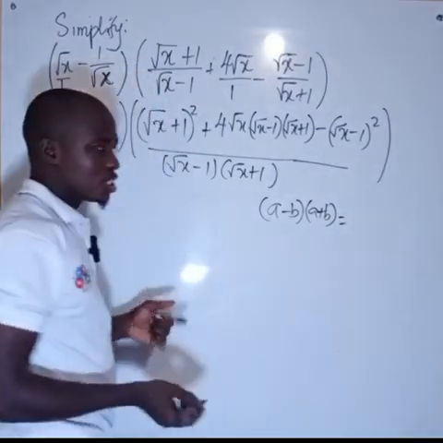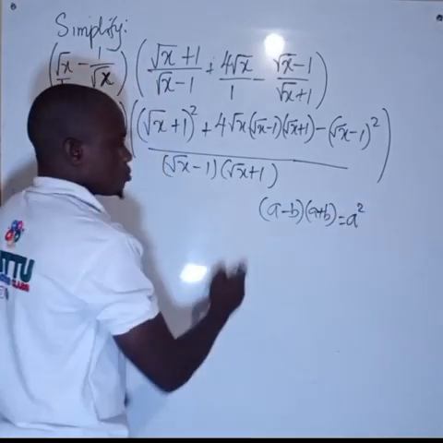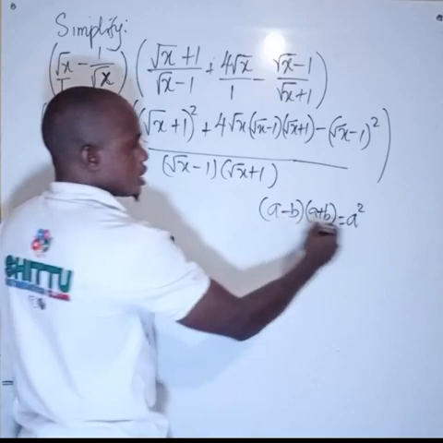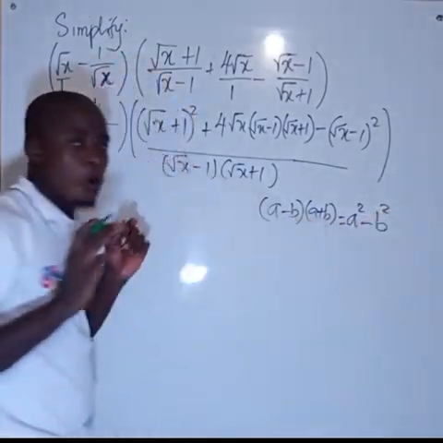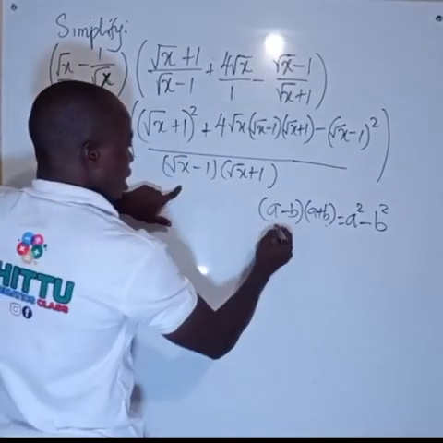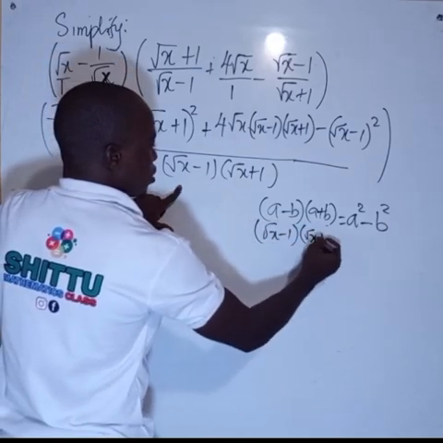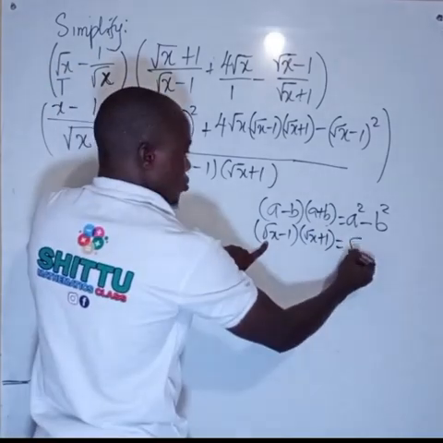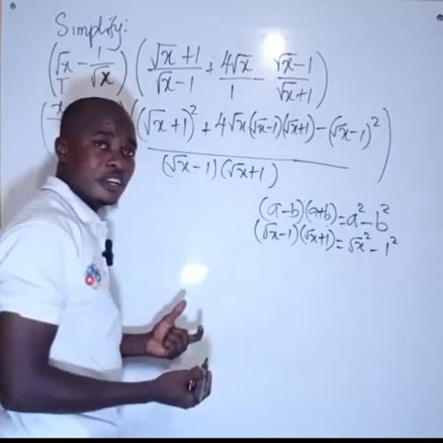What you're going to do is simple. Just take a squared, the first term, write it, that is a squared, then minus the second term, which is b, square it also, and that's all. We are going to be using that. What I'm saying here is that we have root x minus 1 here, then root x plus 1 here. What you need to do is take the square of this, that is root x all squared minus 1 squared, and that's all. That is the difference of 2 squares.